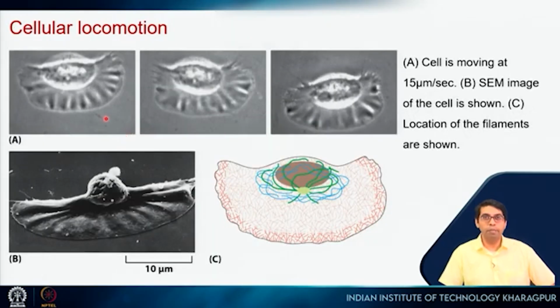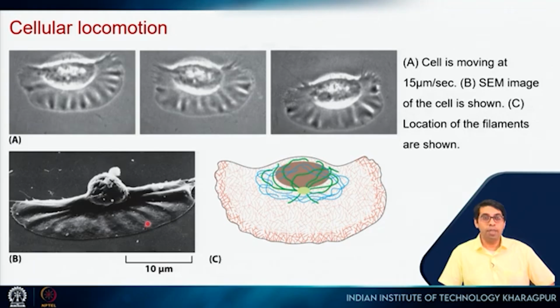So, this is an actual image of a particular cell. You can see that this cell is moving. If we take snapshots using a light microscope, you can see the cell is here. This is the lamellipodium, right. The cell has moved further, and we can time the speed of the movement of the cell, and in this particular case the cell is moving at 15 micrometers per second.